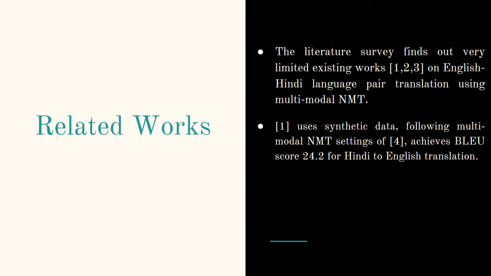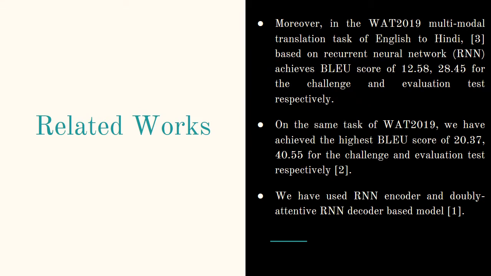Now coming to the related work, the existing survey finds very limited works on English to Hindi language pair translation. In paper 1, they used synthetic data following the multimodal NMT settings of paper number 4 and achieved a BLEU score of 24.2 for Hindi to English translation. Moreover, in the WAT 2019 multimodal translation task of English to Hindi, paper number 3, based on recurrent neural network, achieved BLEU scores of 12.58 and 28.45 for the challenge and evaluation test set.